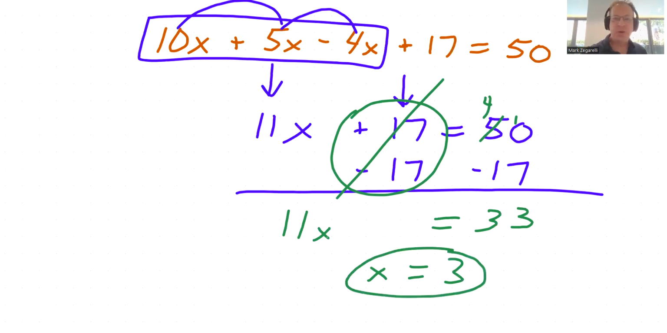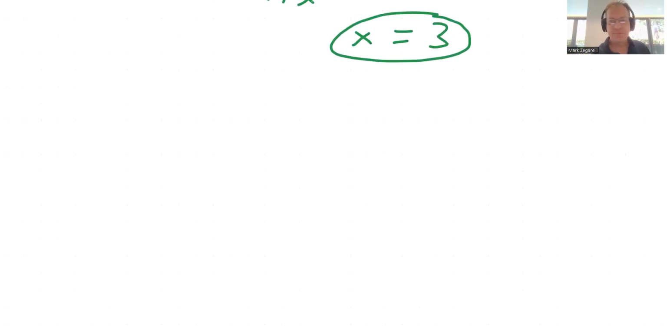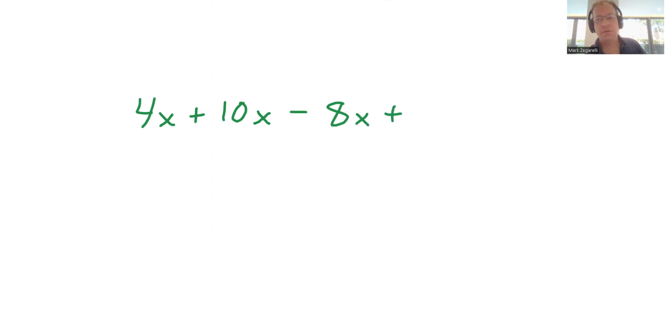I'm going to leave you hanging with one more problem. We can work on it in the next video. 4x plus 10x minus 8x plus 24 equals 60. I think that will work out.